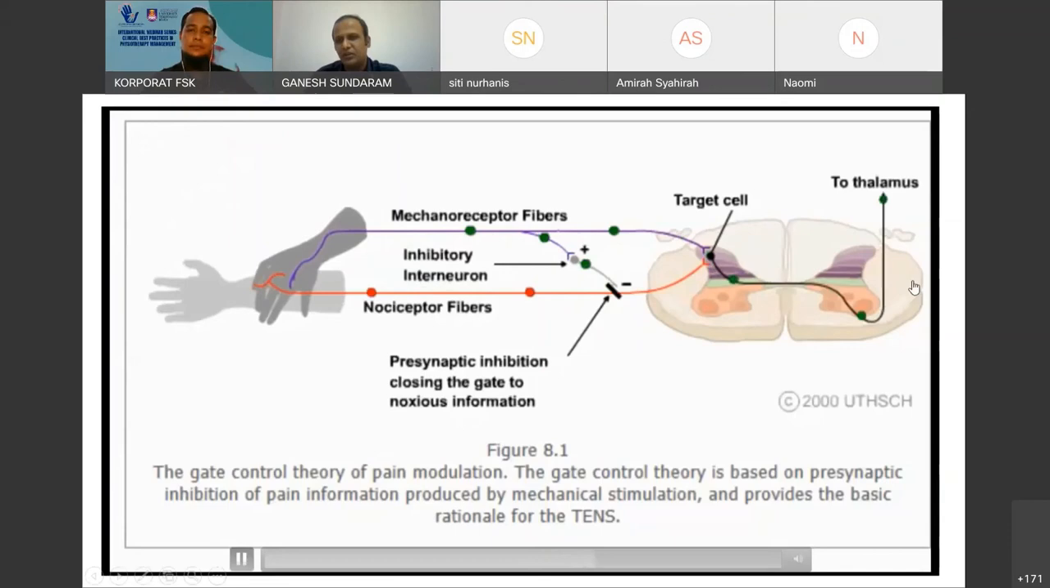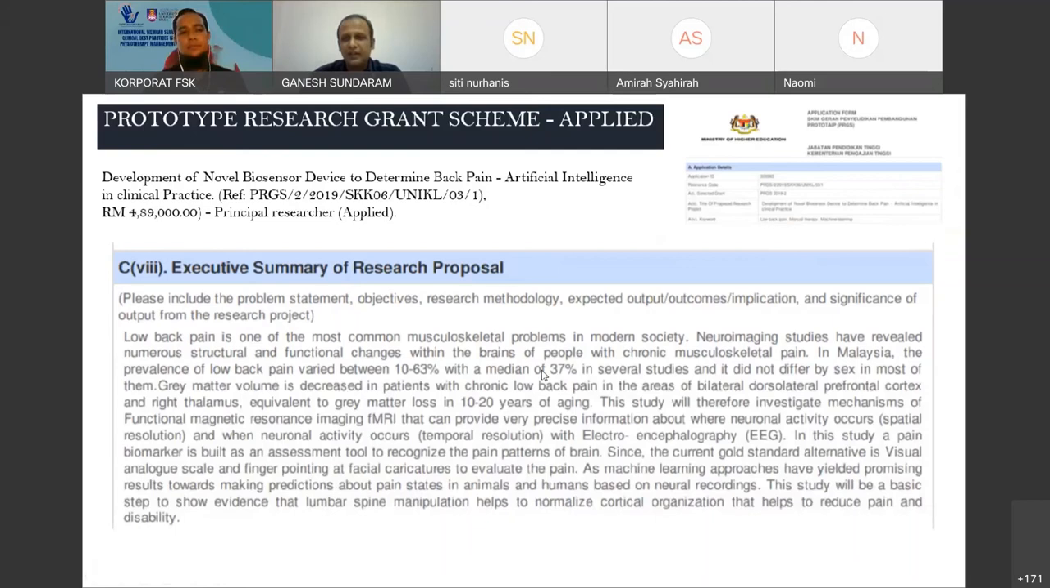Okay, so this is a bit from my previous proposal for my PRGS. So you can see neuroimaging studies have revealed numerous structural and functional changes in the brain of people with chronic musculoskeletal pain. In Malaysia, the prevalence of low back pain varied between 10 to 63%, with a median of 37% in several studies. And it did not differ by sex in most of them.